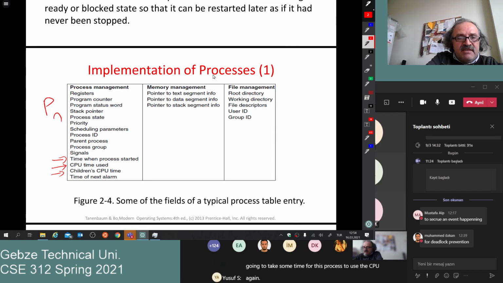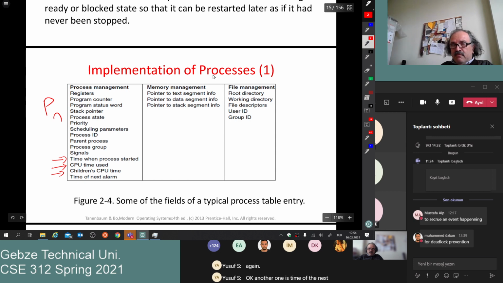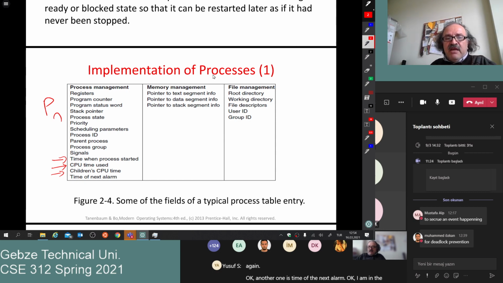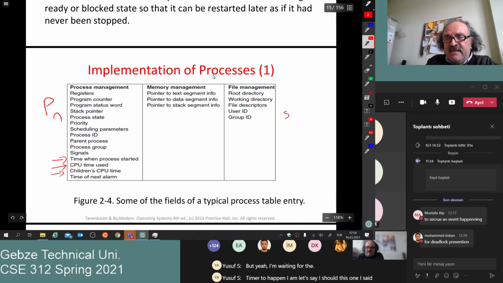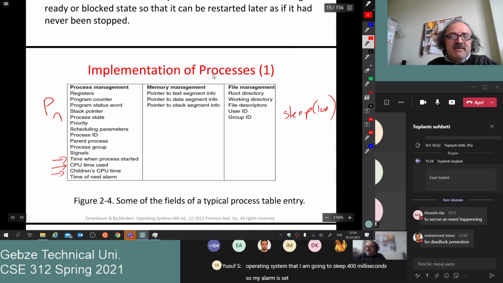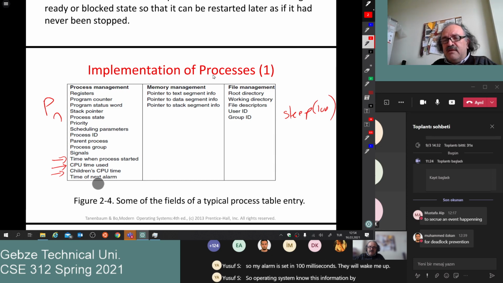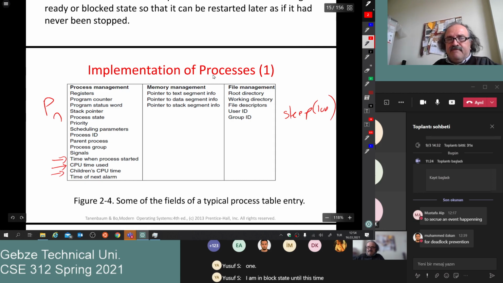Another one is the time of the next alarm. I am in a blocked state, waiting for the timer to happen. Let's say I told the operating system that I am going to sleep for 100 milliseconds. So my alarm is set. In 100 milliseconds, they will wake me up. The operating system knows this information by looking at this entry. I am in the blocked state until this time passes.